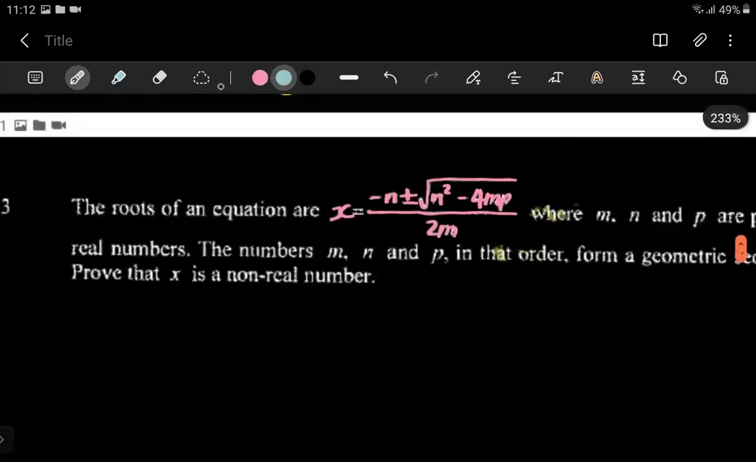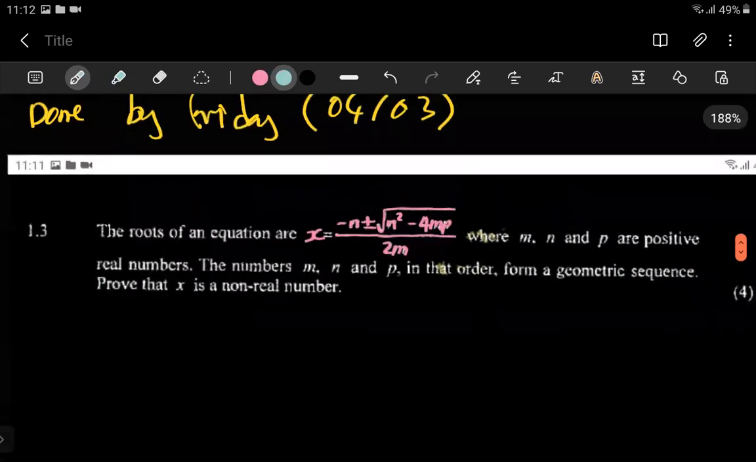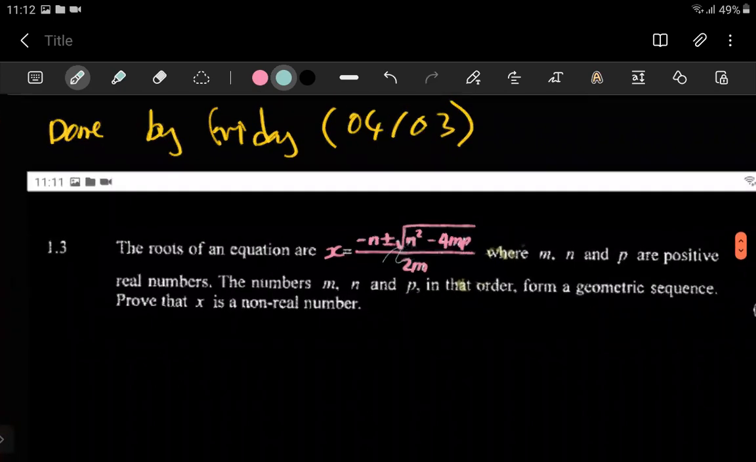Now, with all this being written out, let's see what we can do. They said with all this written out, x is equal to whatever this is going to be, right? And then it says here the variable m, the variable n, and the variable p, those are all positive real numbers. And then they say those numbers in this order, m, n, and p, in that order form a geometric sequence.